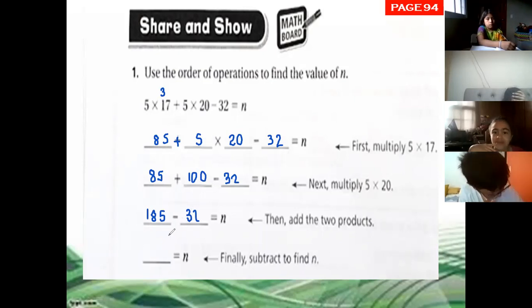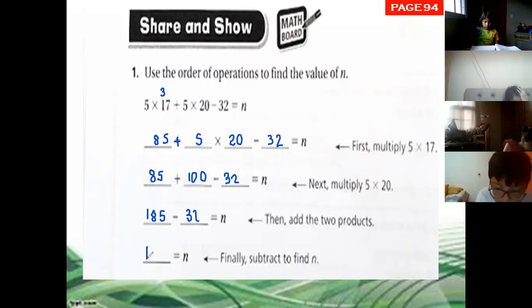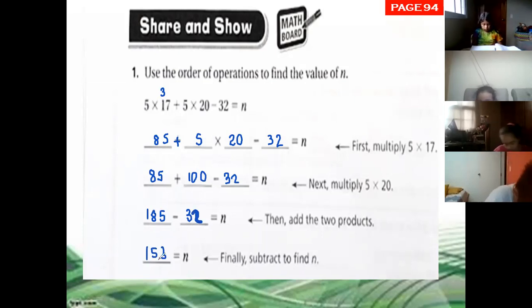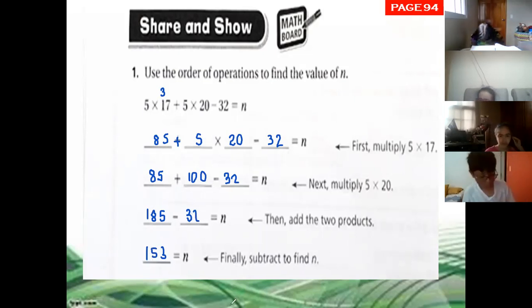What is the final? 153. 53, right? Because if I subtract 2 from 5 is 3, and I need to subtract 3 from 8, is 5, and I didn't have a number to subtract from 1, I just write it down. So that is my final answer, and that is the value of n, 153.